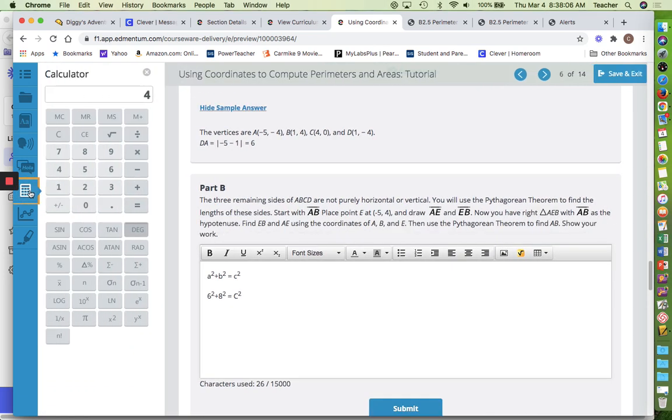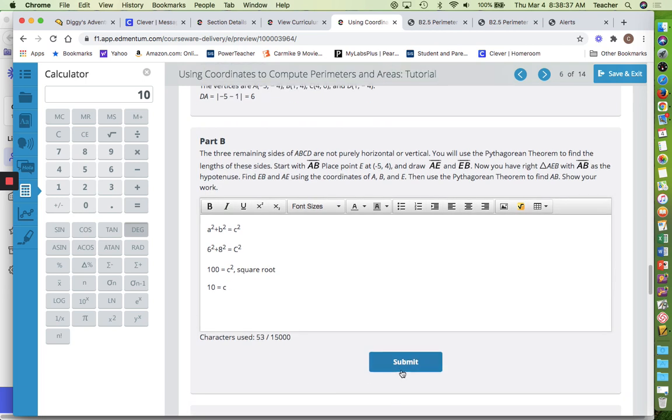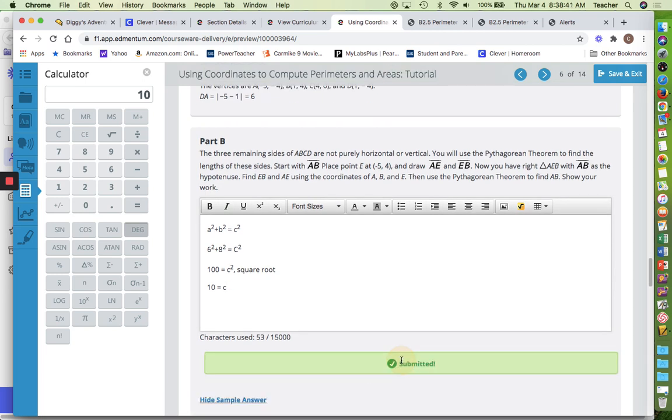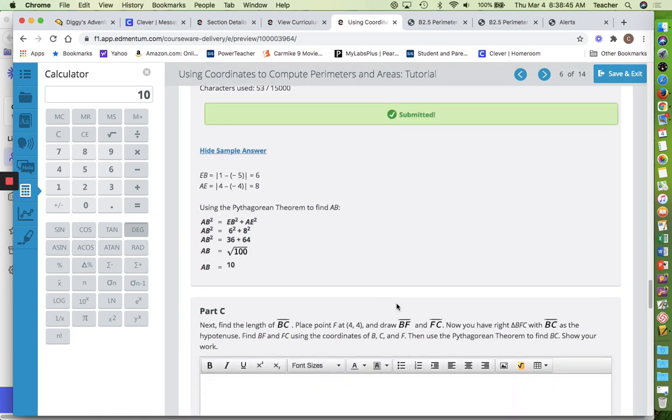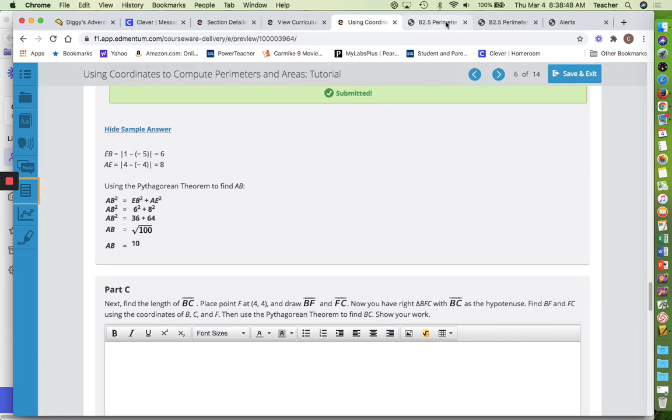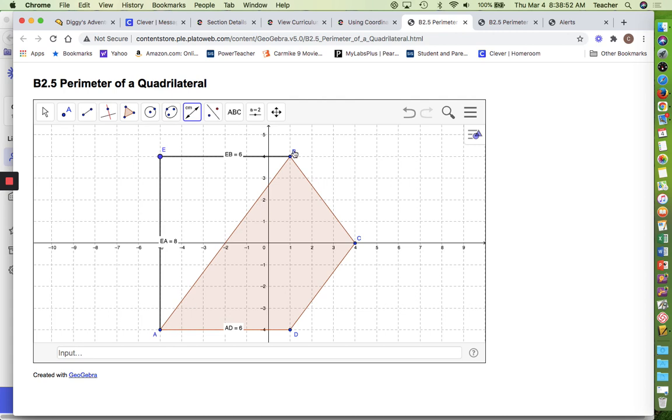Grab your calculator. 6 squared plus 8 squared is 100. And the opposite of squaring is to square root. We're basically going to square root this 100, and we're going to end up with a 10. So 10 is our C. All right. So again, that's the length of that segment AB they want us to find. So again, what you just found is the length from A to B is 10. This is 10 right here, from A to B.